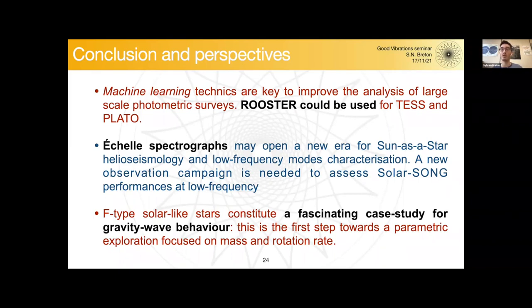So let me conclude on these 3 topics that I presented here. First, with Rooster, I showed you that machine learning techniques are key to improve the analysis of large-scale photometric surveys. And most important, Rooster could be used in the future for TESS and PLATO. In the solar case, Echelle spectrographs may open a new era for Sun-as-a-star helioseismology and low-frequency mode characterization. But for now, we need to refine the first findings of the solar SONG observation campaign by acquiring new data during a new observation campaign for solar SONG.